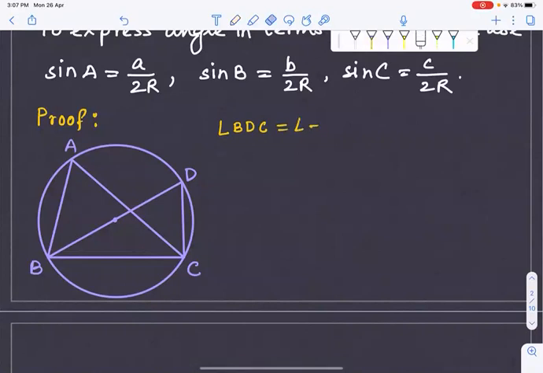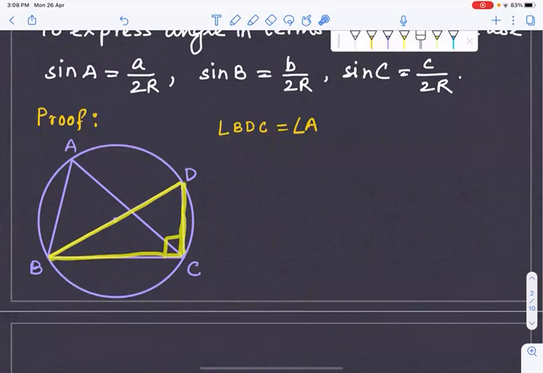Right? Angle BDC equals angle A. Why? They are angles on the same arc, the same portion of the circle. Now, if they are equal, we can look at this triangle BDC. Since BD is the diameter of the circle, this angle will be 90 degrees, because the angle on a semicircle is 90 degrees.